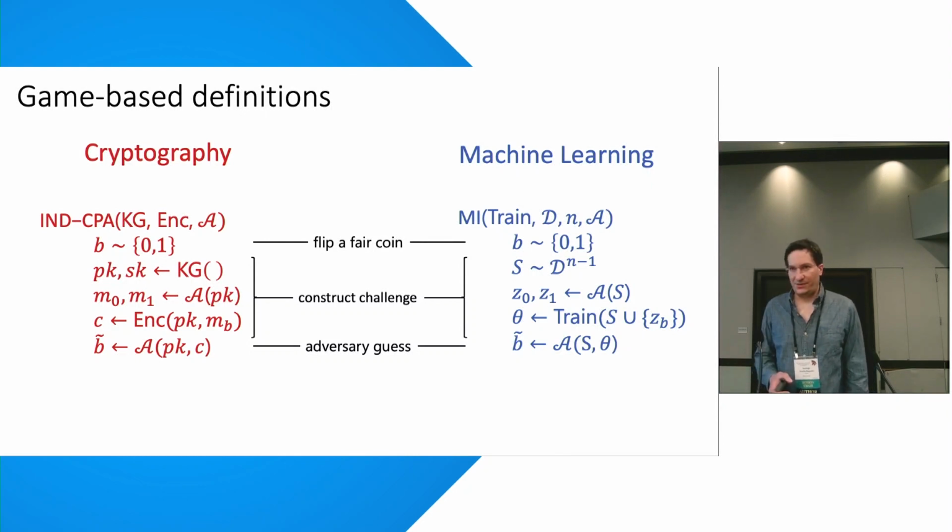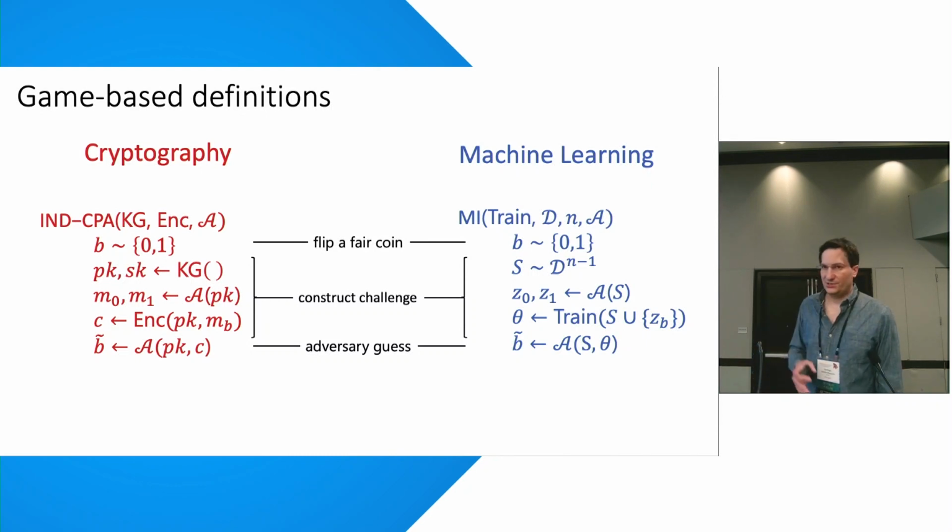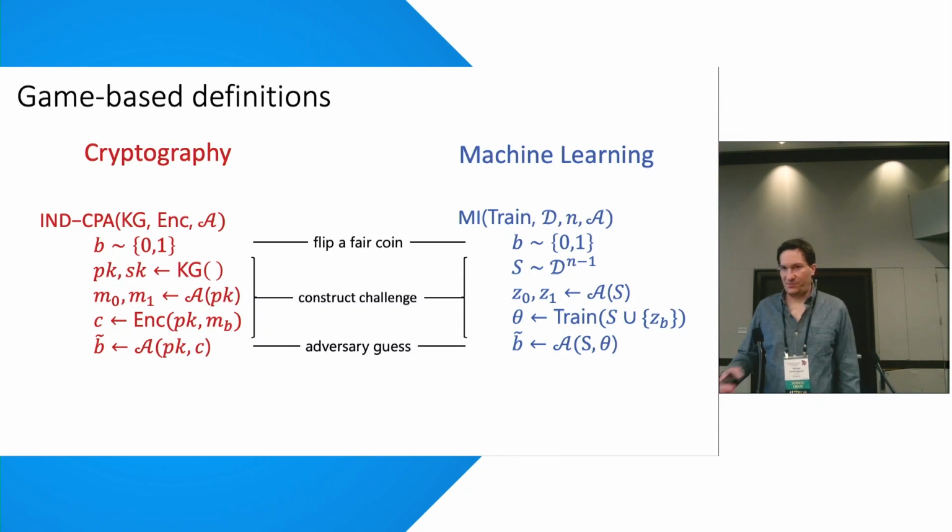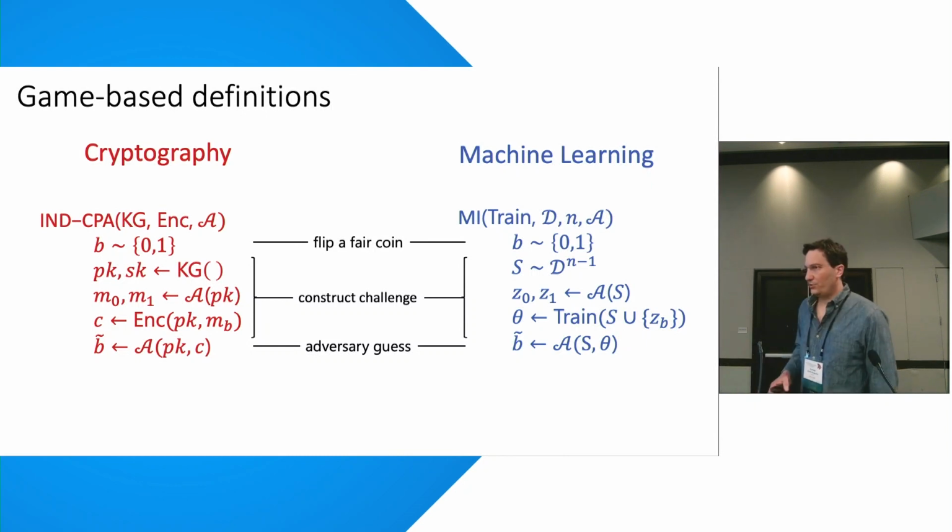Here, we formalize it as a probabilistic experiment, where the adversary interacts with the challenger. The challenger drives the experiment. The challenger first flips a fair coin B, then asks the adversary to select 2 plaintexts, and then encrypts one of them. Then the challenger gives the ciphertext to the adversary, and the goal of the adversary is to distinguish, to tell which plaintext was encrypted, so to guess the value of the hidden coin flip B.